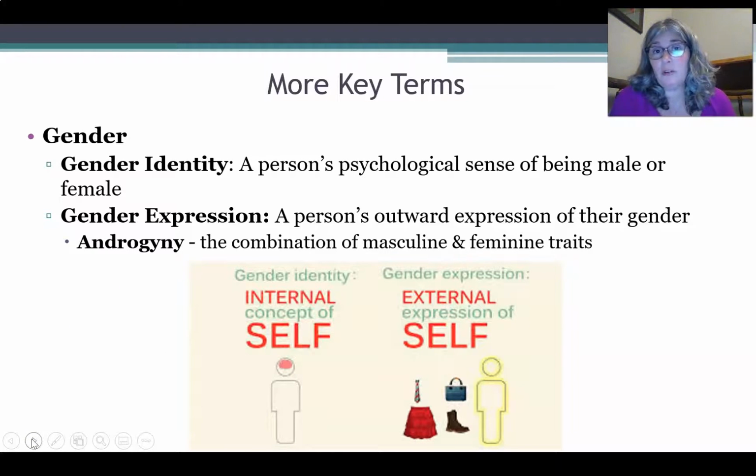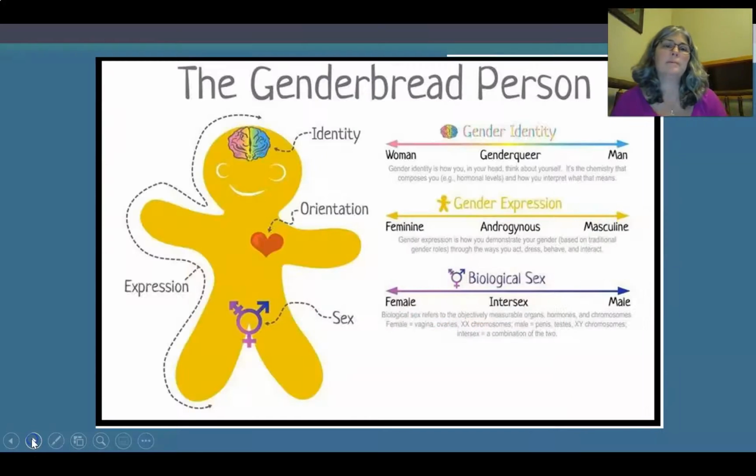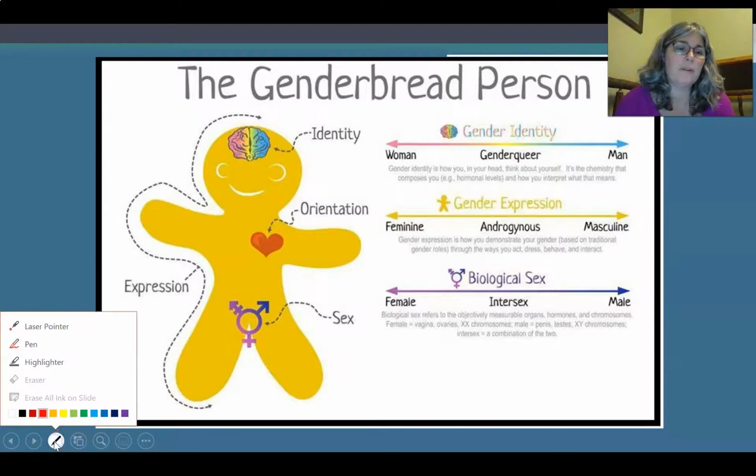And then we have androgyny. Androgyny is a person that combines both masculine and feminine traits. Now, you may or may not have seen this. There are a lot of different versions of it. We're going to look at two today. The first one being the genderbread person.